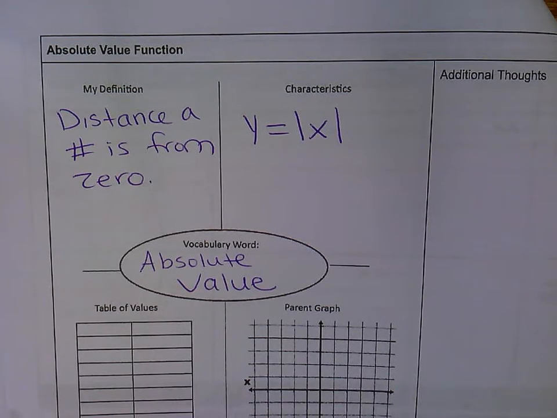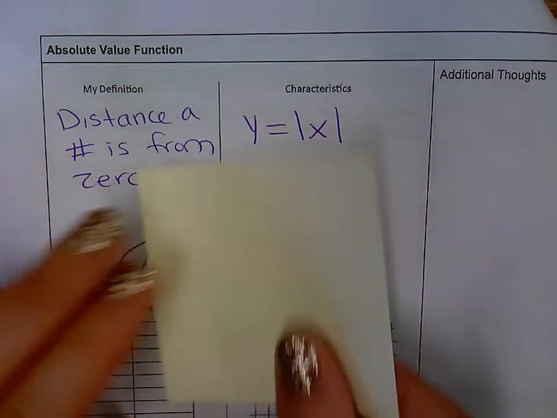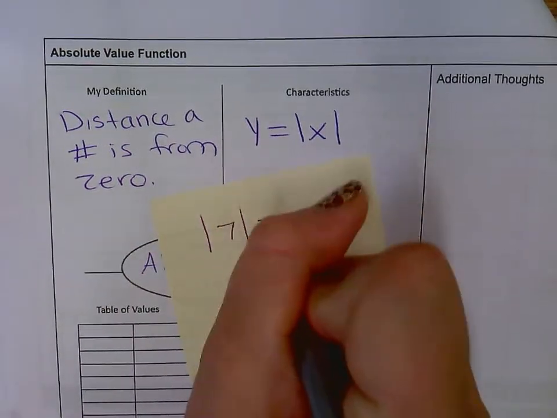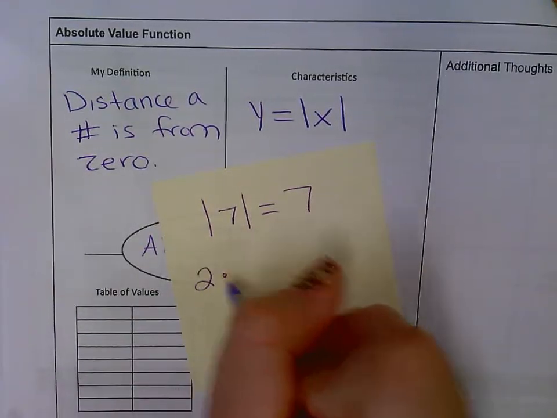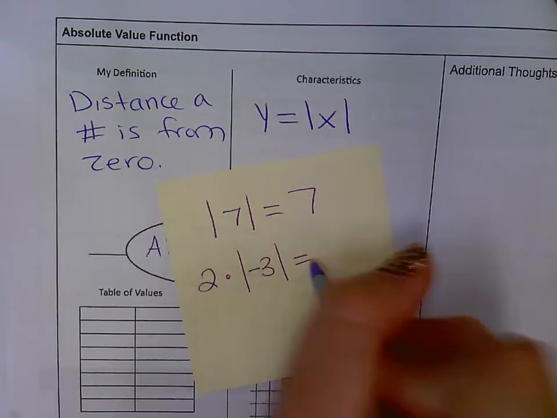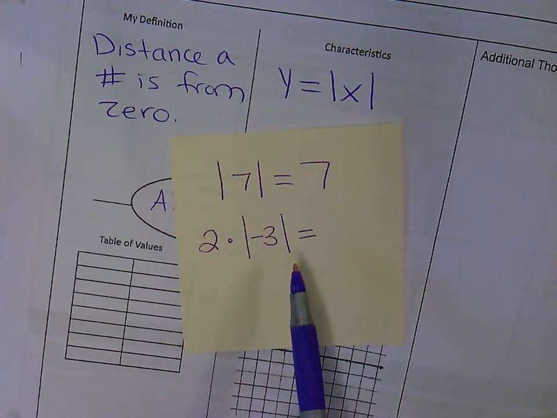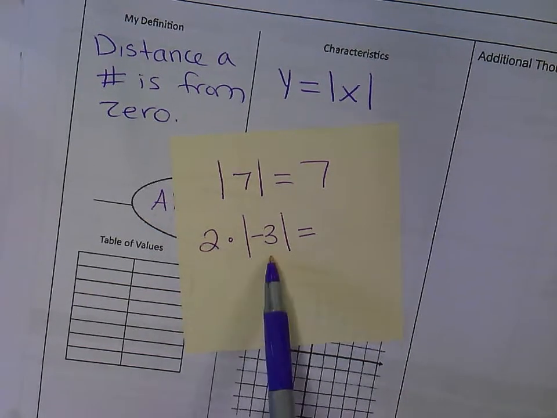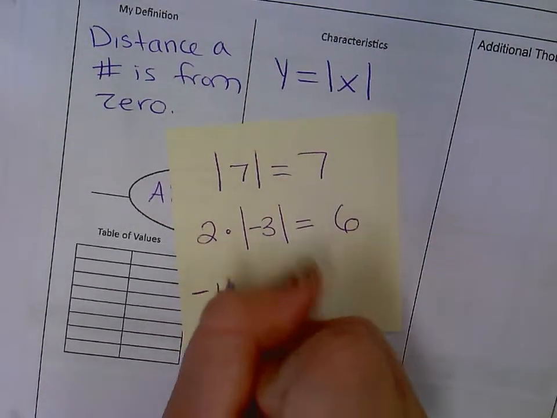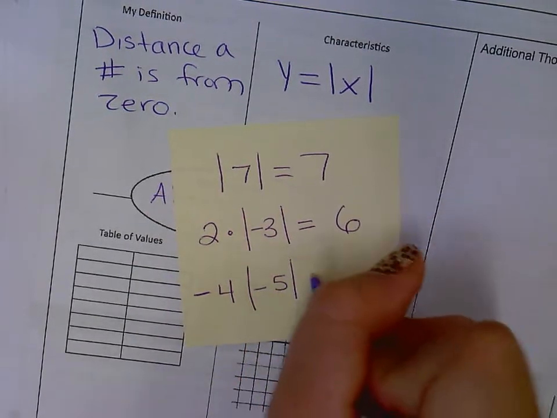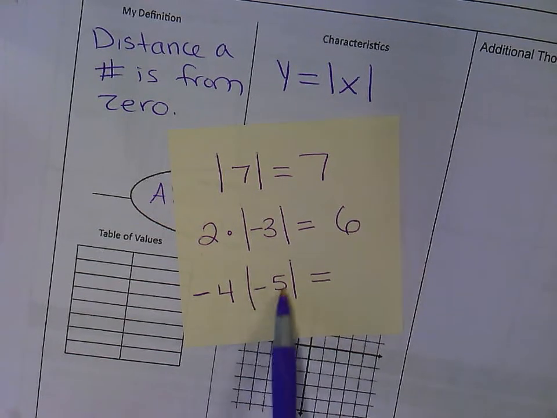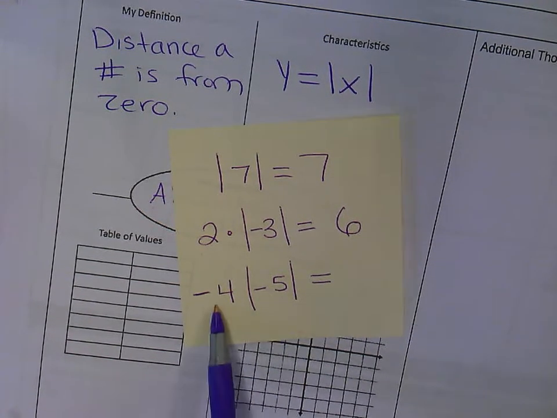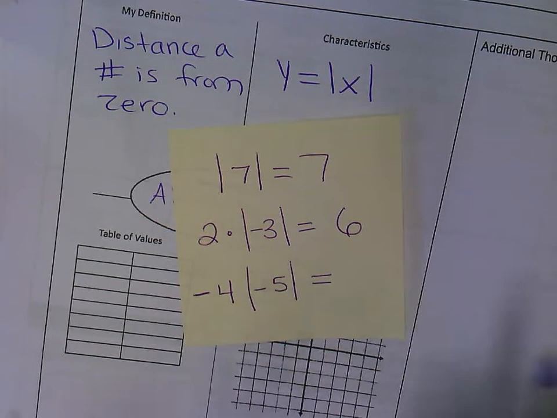The tricky thing that the SAT likes to do, because people are like, oh, it's absolute value, right? So the absolute value of 7 is just 7. What is 2 times the absolute value of -3? Just 6, because 2 times 3 is 6. What is negative 4 times the absolute value of negative 5? Yes, because this becomes positive 5, but you're multiplying by negative 4 on the outside. So the answer would actually be negative 20.